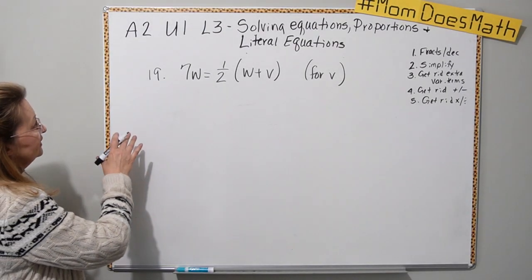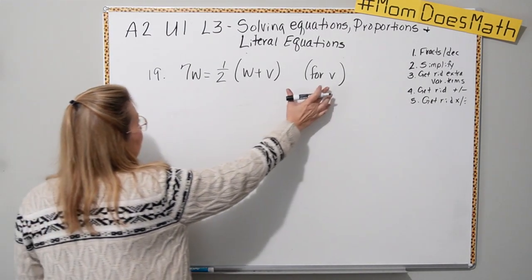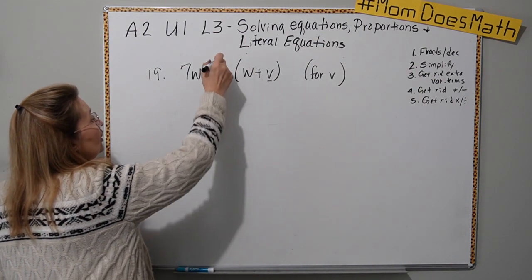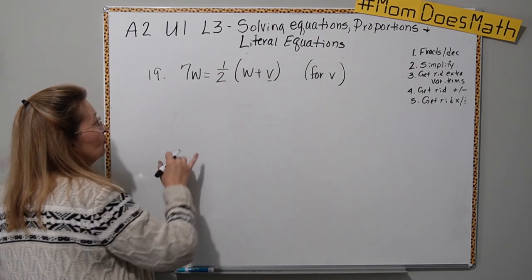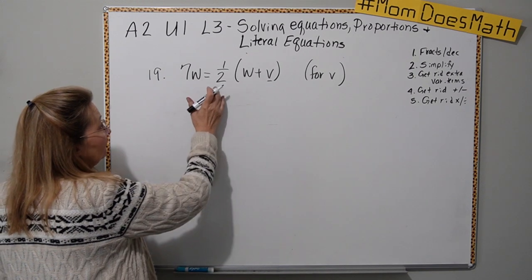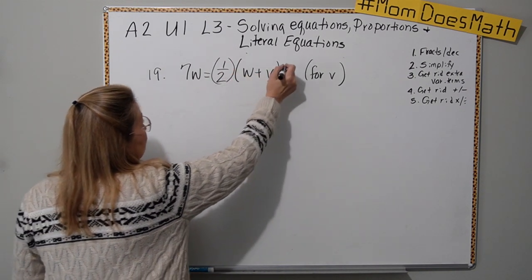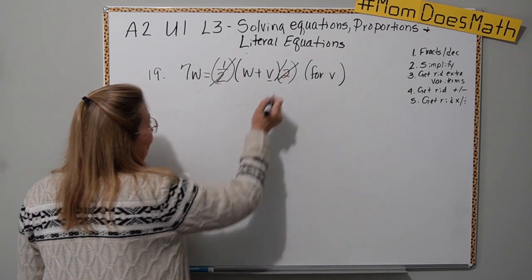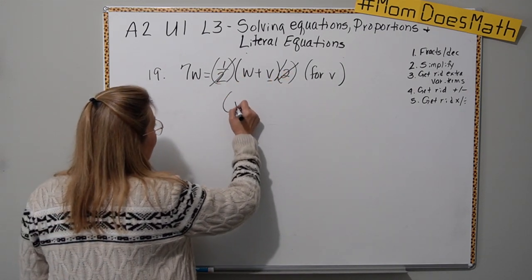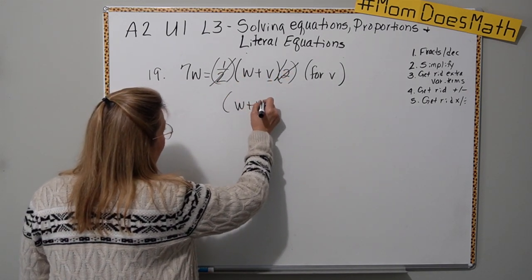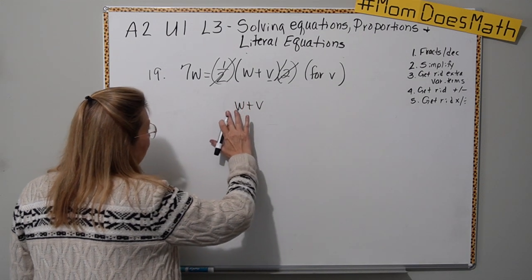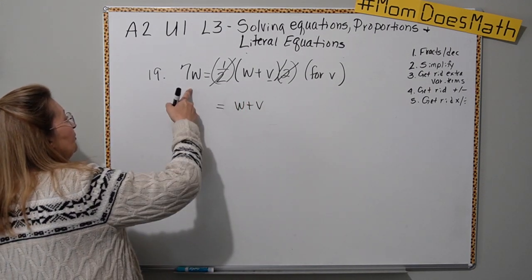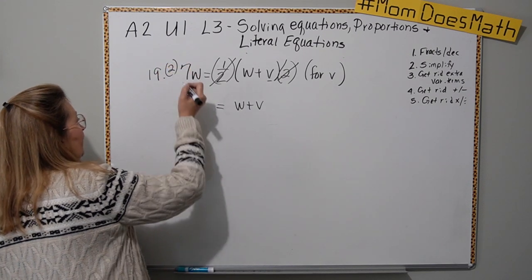Okay, here's number 19. Here's our equation, and we want to solve it for v. Now v is buried inside the parentheses here. You could distribute the 1/2 and then work with it, but 1/2 is pretty easy to get rid of, so I'm just going to multiply this side by 2. That cancels both of those out, and I get W plus V left here, and I don't even have to put that in parentheses anymore. Now, what do I have to do over here to keep it balanced? Well, I have to multiply this by 2.